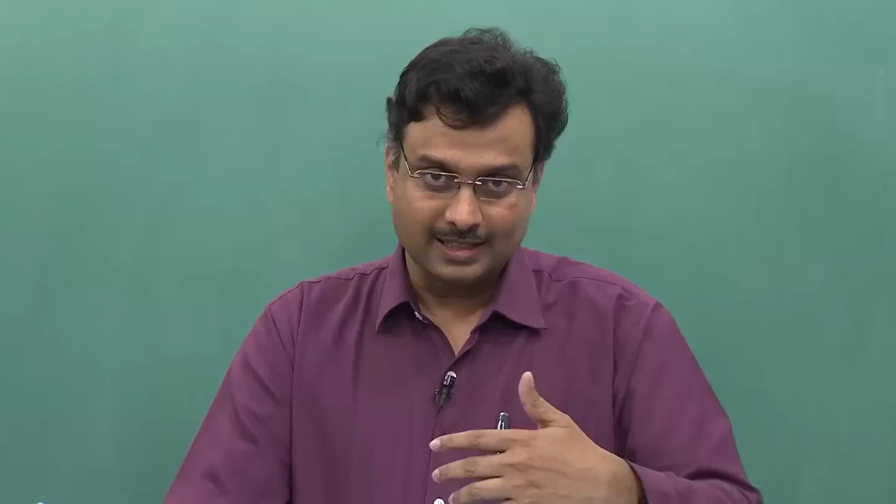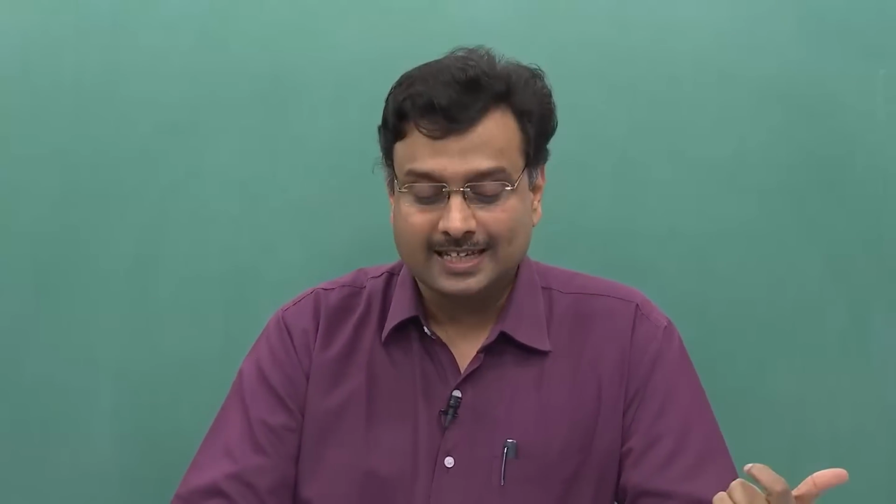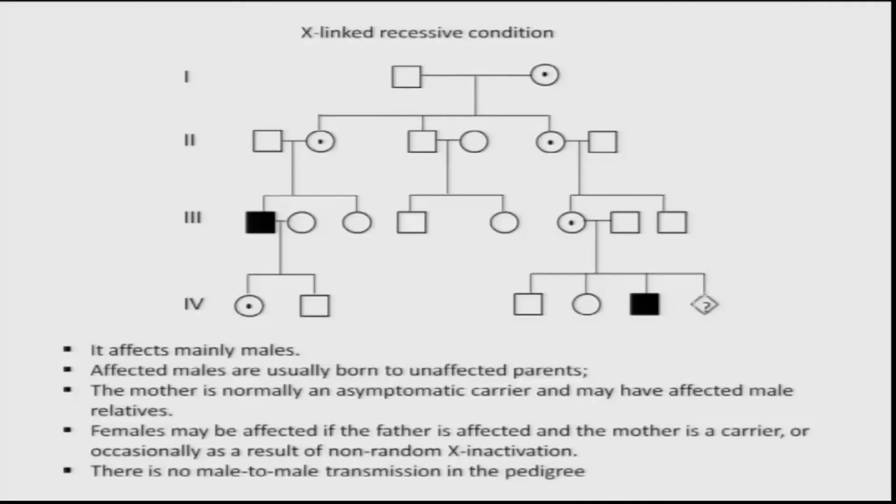It comes through the mother, and the mother has the other X chromosome which could be normal, therefore, she may not show a symptom, but she is a carrier, and you can see it here. For example, here the son is affected, his mother is a carrier, but asymptomatic, not showing. Likewise, her mother is asymptomatic, but carrying the defective allele. Likewise, her mother is a carrier, not showing symptoms. The mother is normally an asymptomatic carrier and may have affected male relatives, right.